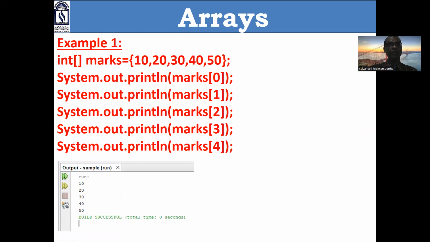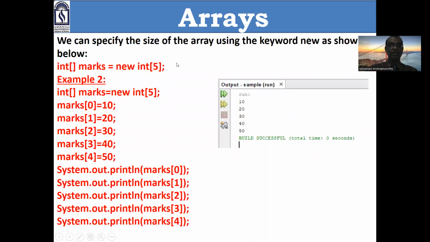Whichever you feel better, you can follow. In this case, while declaring the array itself, we are assigning the values. In the other case, first we are declaring the array, so this marks array is able to store 5 elements. After that, we are assigning values. Output, same output. System.out.println, marks of 0.